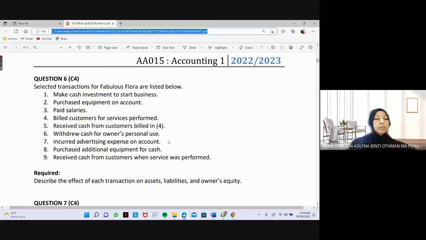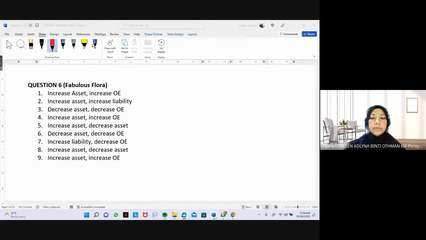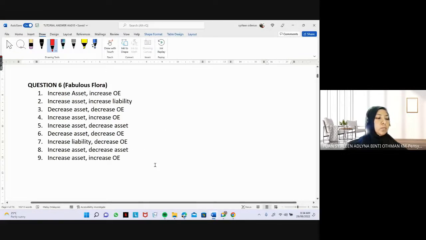Okay, so back to my answer just now, all right? Okay, so for number 1, okay, we increase our asset and we increase our owner's equity at the same time. Okay, and number 2, you increase your assets and you also increase your liability. Okay. Number 3, you decrease your assets and you decrease your owner's equity.